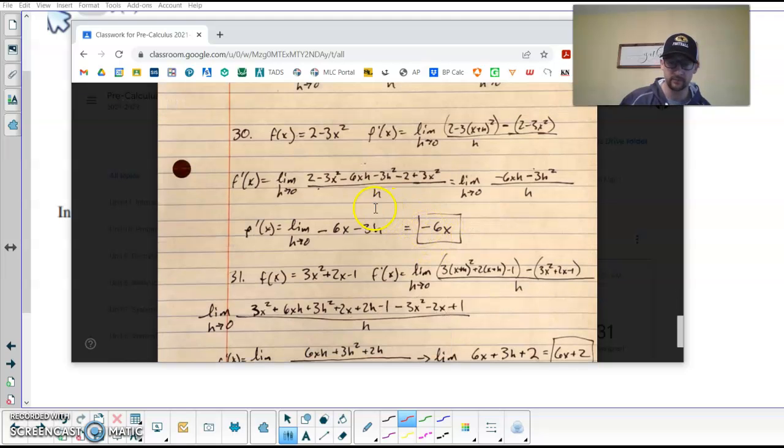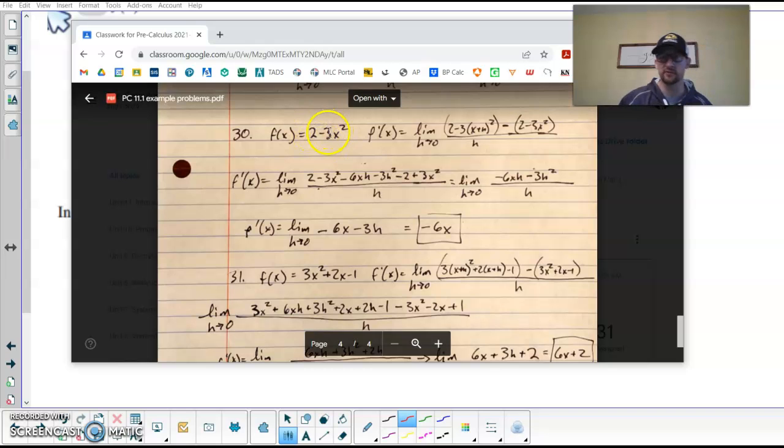Number 30, I have a parabola, 2 minus 3x squared. Same process. f prime of x equals the limit of the difference quotient. So the f of x plus h is me plugging in x plus h in for x in this function. So 2 minus 3 times x plus h squared. There it is. Minus the f of x, 2 minus 3x squared. There it is.